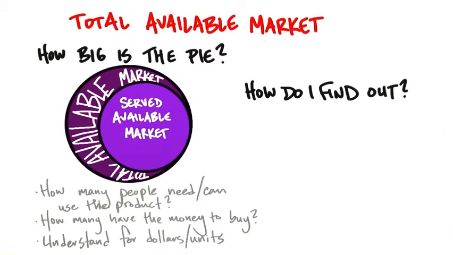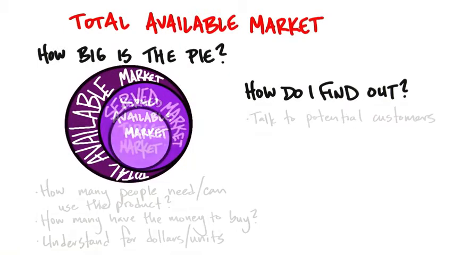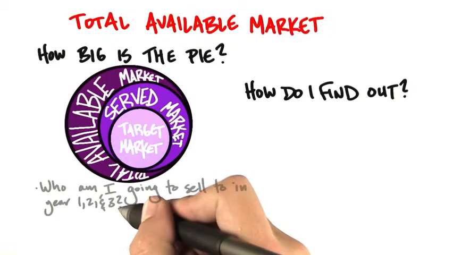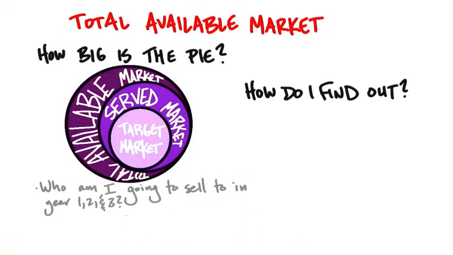Well, this is one where you're really out of the building and talking to customers. And then I think of this, again, using the pie analogy. The first step was trying to understand the number of people in the world, but now we can narrow it down, if I have an Android app, to the number of Android-capable phones, and then down to how many would buy at my price. But now we really want to get pretty specific. Who exactly am I going to sell to in years 1, 2, and 3? How many customers is that?